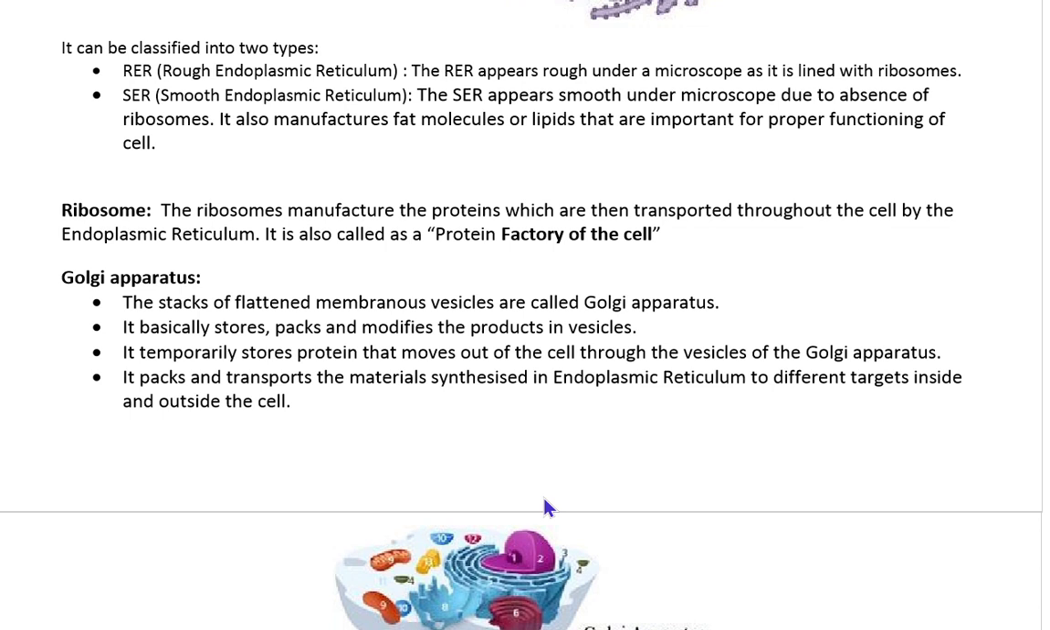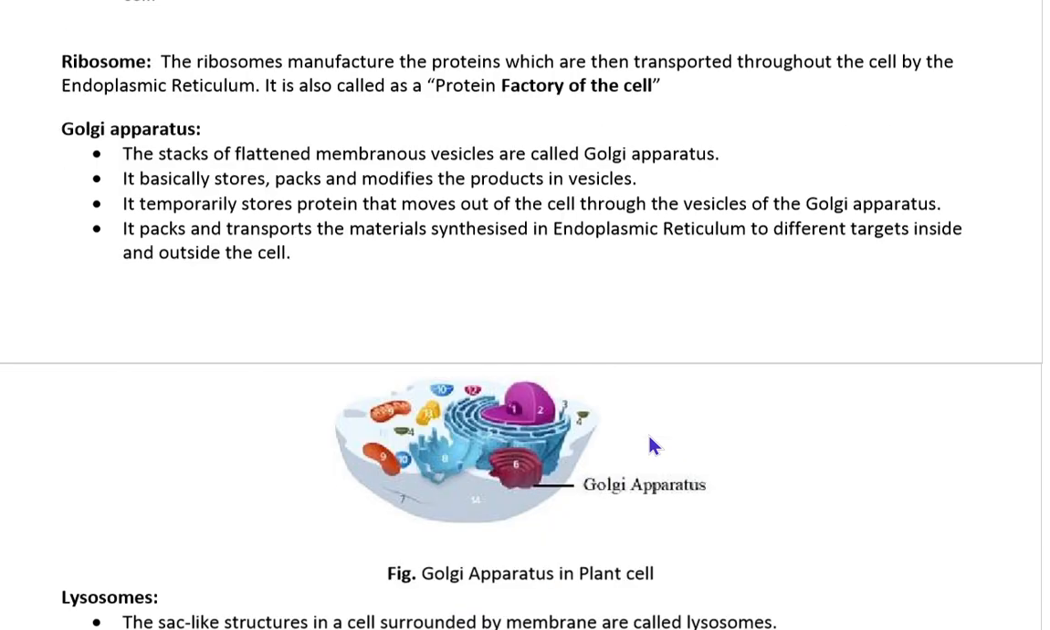The next important organelle is the Golgi apparatus. The stacks of flattened membranous vesicles are called the Golgi apparatus. The stack-like structure is also called a cistern. It basically stores, packs and modifies the products of vesicles. It temporarily stores proteins and moves them out of the cell through the vesicles of the Golgi apparatus. It packs and transports the material synthesized in the endoplasmic reticulum to different targets inside and outside the cell.